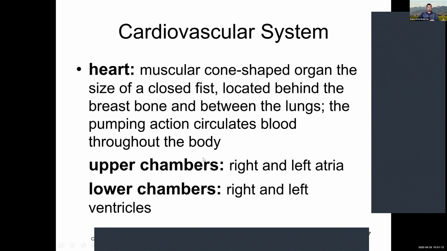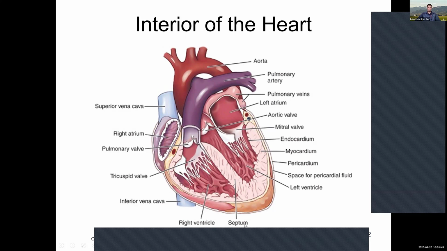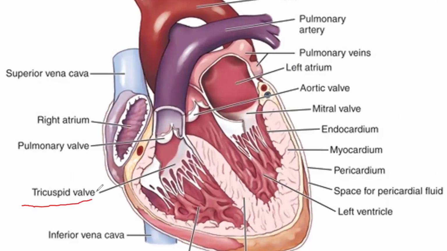We discussed the upper chambers and the lower chambers. Those uppers are the atriums, the lowers are the ventricles. There are valves between the atrium and the ventricles, as well as between the ventricles and the pulmonary artery and the aorta. So there are going to be 2 valves, one for each atrium to ventricle. On the right side of the heart, we have the tricuspid valve. You can see it's pointing to this valve right here, and that is between your right atrium and your right ventricle.